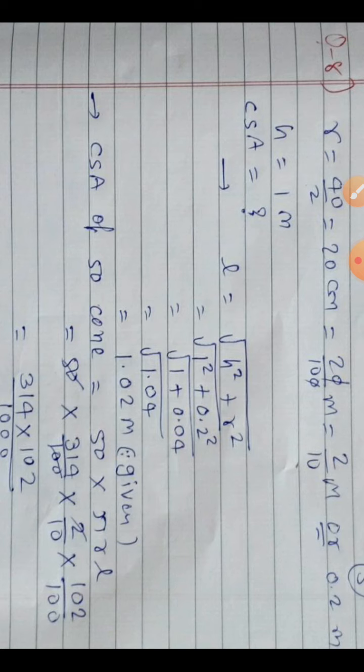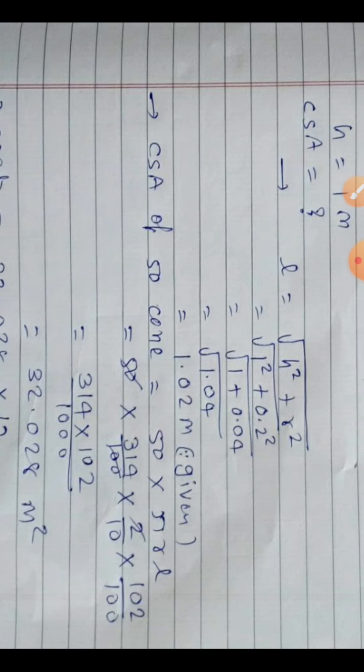So first of all, L's formula is used: 1 square plus 0.2 square. 0.2 square becomes 0.04. Why? You know, we have already gone through all these basic points. 0.2 into 0.2, so there are two digits after the point. So root 1.04, that we cannot know without a calculator. So they have given in the hint that root 1.04 equals 1.02. If not given you cannot find it without a calculator, so it is used here.